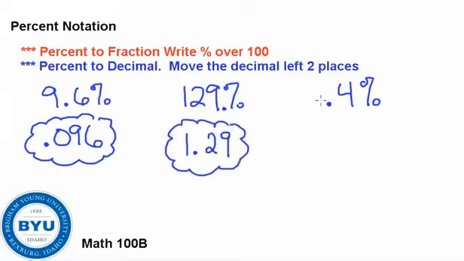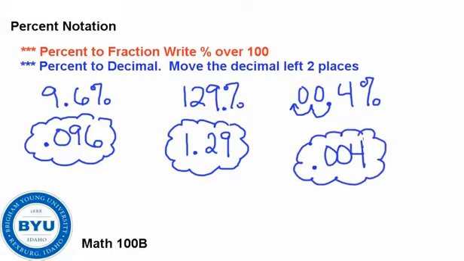On this last one, 0.4%. I need to move the decimal place to the left 2 places. So in doing that, I'm going to have to write in some zeros to help hold the place, and our answer should be 0.004. Converting percents to decimals.